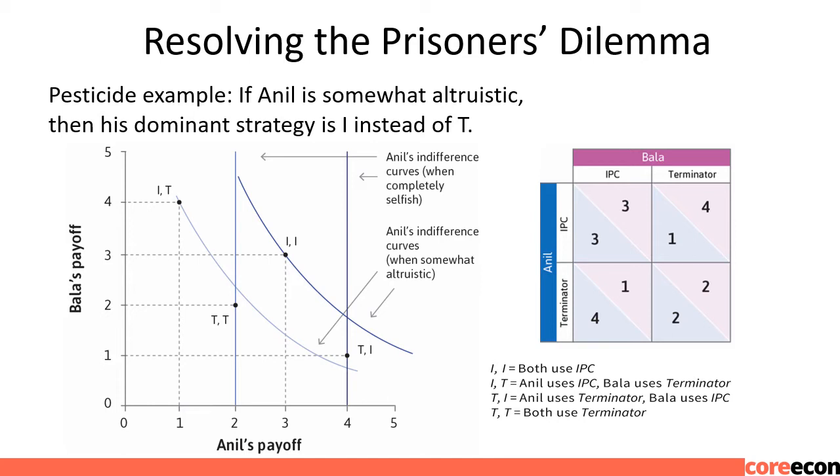When Anil cares about Bala's well-being, indifference curves are downward sloping and II is his most preferred outcome. If Bala chooses I, Anil should choose I, since II is on a higher indifference curve than Ti. Anil should also choose I if Bala chooses T, since he prefers IT to TT. The curve going through TT would be below the one going through IT.